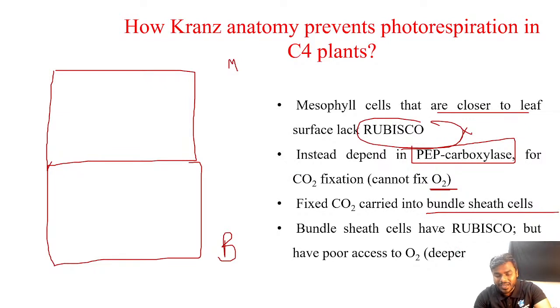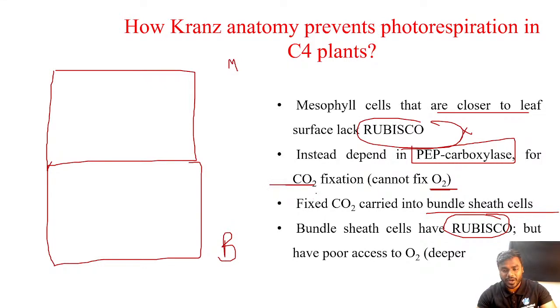Friends, in the bundle sheath cell, what is present? Rubisco is present. Now you will immediately have a doubt. Sir, you are sending carbon to the bundle sheath cell, that is no problem, and Rubisco is also there, that's an advantage. But Rubisco can fix oxygen also, right? Then how can you confirm that Rubisco only fixes the carbon?